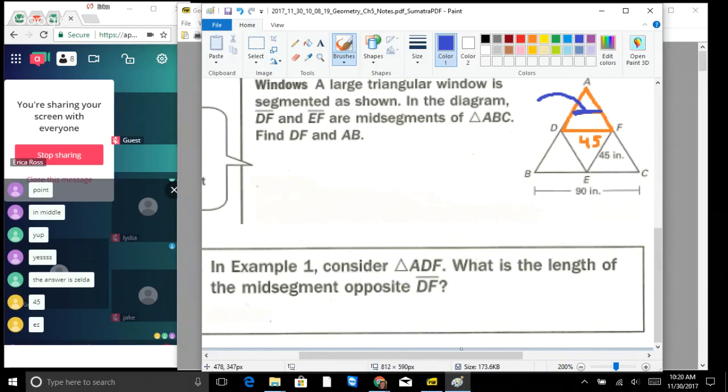Anybody? How about half of 45? There we go. Half of 45. So this mid segment would be 1/2 of 45, which is 22.5 inches.